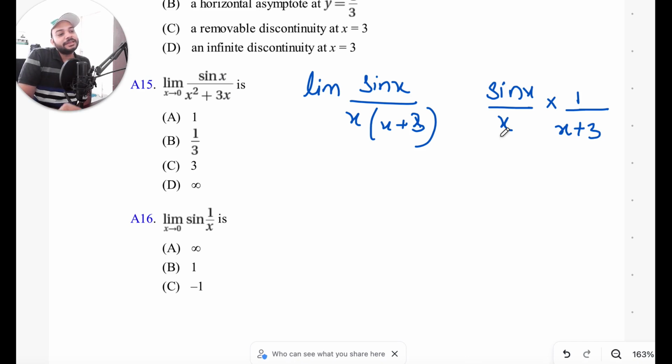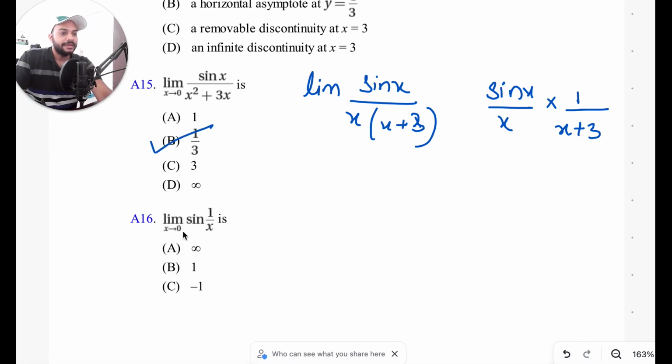Okay. And then we take the limit. So the limit would be done separately for these two parts of the function. Limit of sine x over x is simply 1, times limit of 1 over x plus 3, where x is 0, is 1 by 3. Option B is correct.